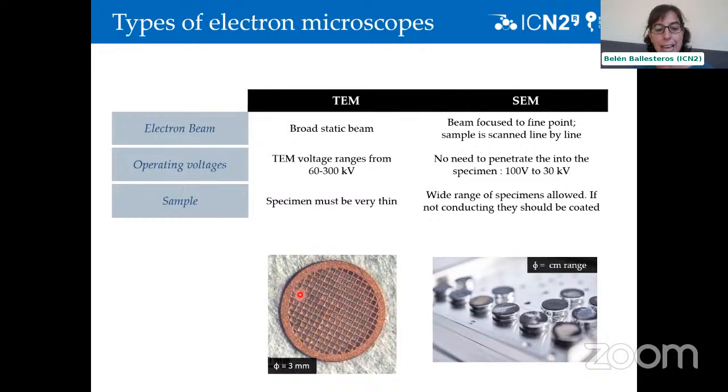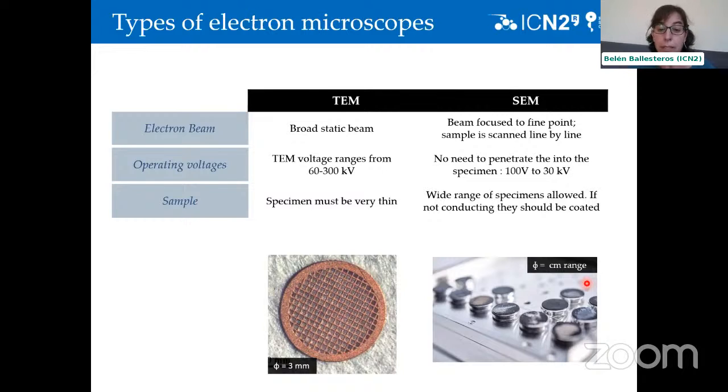But if you see, the size of the specimen is like 3 millimeters in diameter. If you have samples that are bigger than that, you have to cut them. Otherwise they don't fit. So the sample preparation for TEM is much more complicated than for SEM. In the case of SEM, you can have samples that are in the centimeter range, and you just place them on this type of supports and put it in the chamber, and the limitation is mainly the size of the chamber. But you can have big samples to put in.